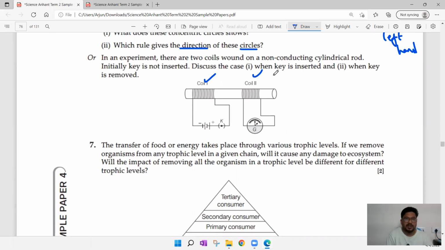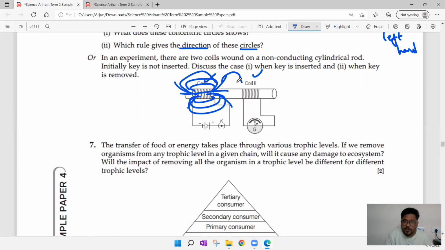Discuss the case. Number 1: when the key is inserted, and when the key is removed. Simple. When the key is inserted, what happens? Just for a fraction of a second, current is passed through coil 1. When current is passed, a magnetic field is produced for an instant.